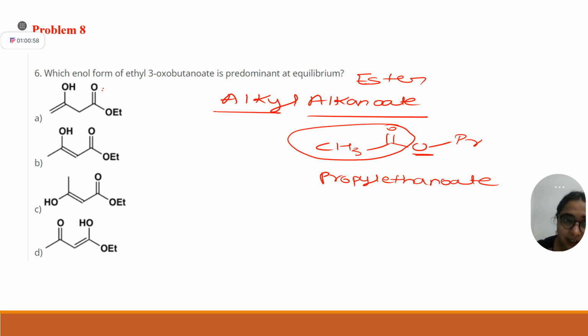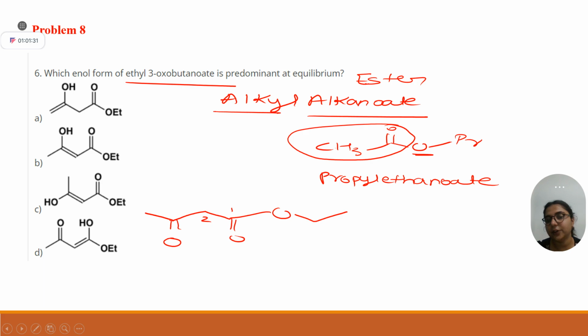If clear, try to draw this structure and match with me. Ethyl, O, ethyl. Butanoate, okay, very good. Butanoate means CO, 1, 2, 3, 4 butanoate. This parent chain is clear. 3-oxo: from where will you count? Counting will start from 1, 2, 3. 3-oxo. I hope you are clear.